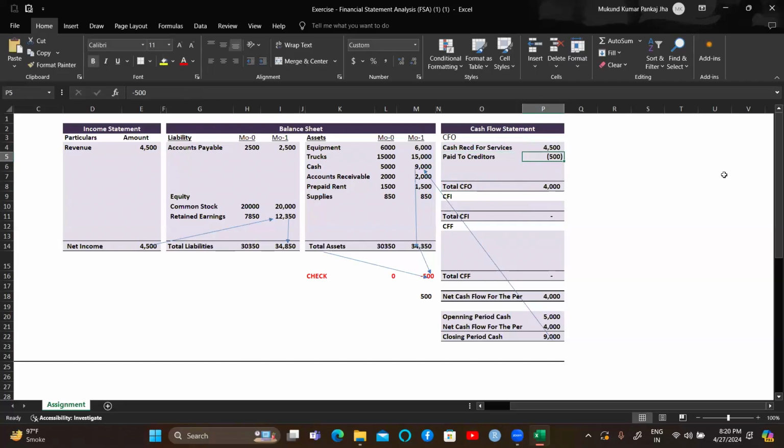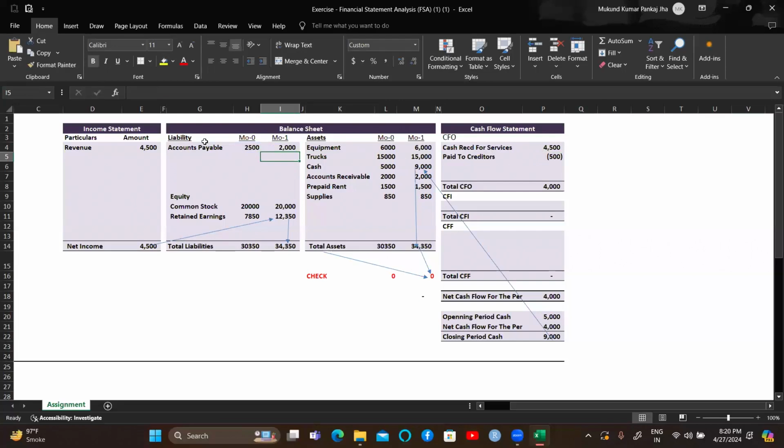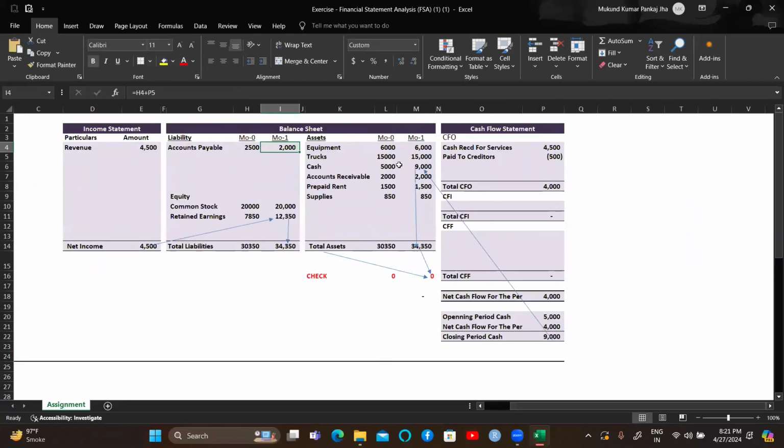Now, how will this impact the balance sheet? I have 2,500 worth of payables, and out of this 500 have been paid. So that is why the remaining payable is 2,000. Everyone got this one? Apurv, have you got this? 2,500 was the outstanding amount, since 500 had been paid, it will reduce by 500 and 500 cash outflow will be shown. Everyone clear with this?